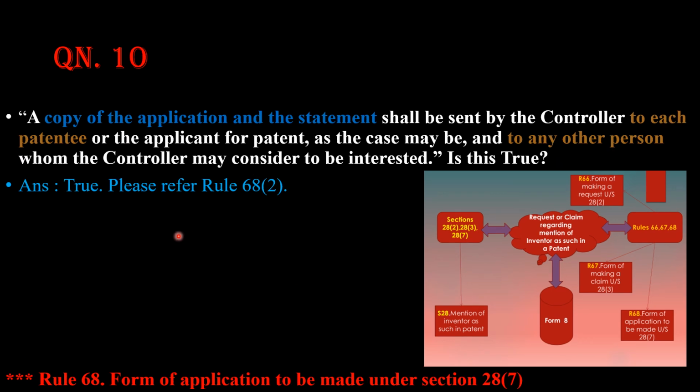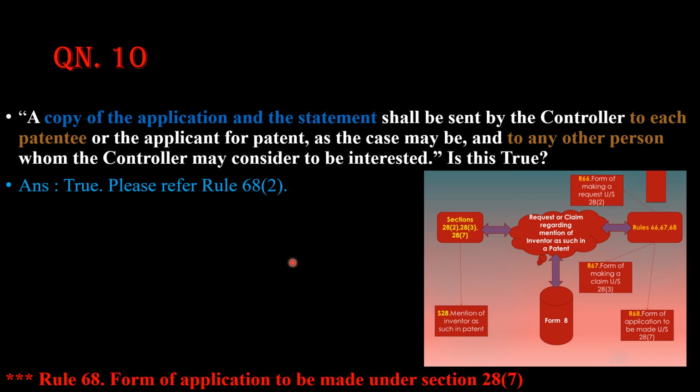Question number 10. The most awaited question, right? A copy of the application and the statement shall be sent by the controller to each patentee or the applicant for patent, as the case may be, and to any other person whom the controller may consider to be interested. Is this true? The answer is yes, this is true. Please refer to rule 68 sub rule 2 for this.